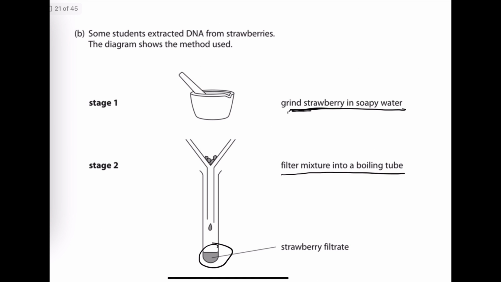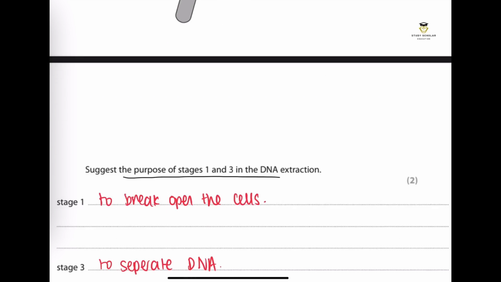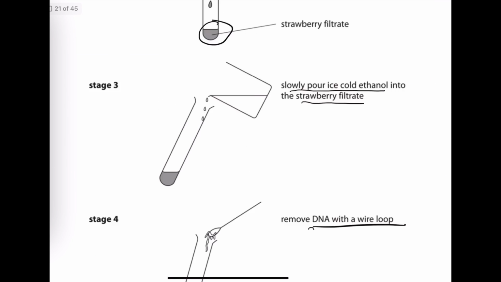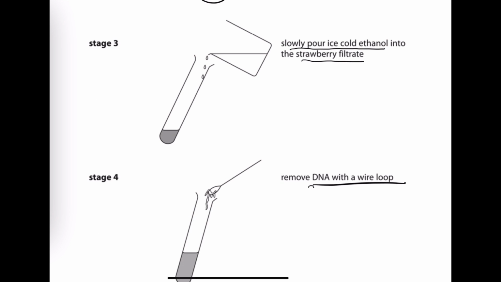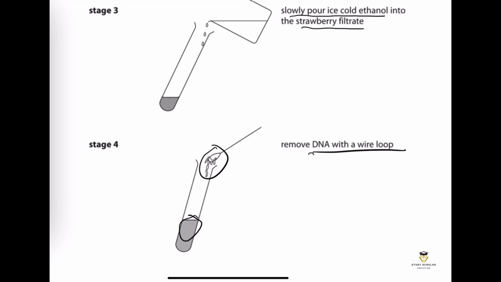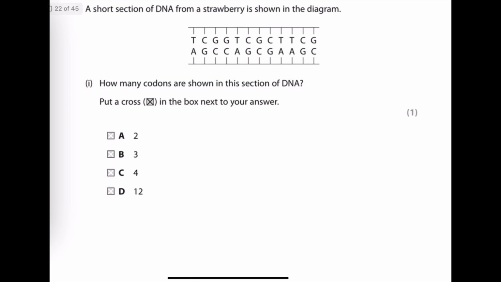Stage 1, this is grinding the strawberry. This is just to break open the cells so that you separate the components, and it basically releases the DNA and dissolves protein. And stage 3 over here, this is to precipitate the DNA from the solution and basically just being able to separate it from all the other things. This is what the cold ethanol does.